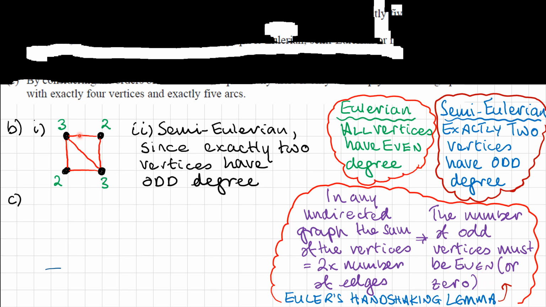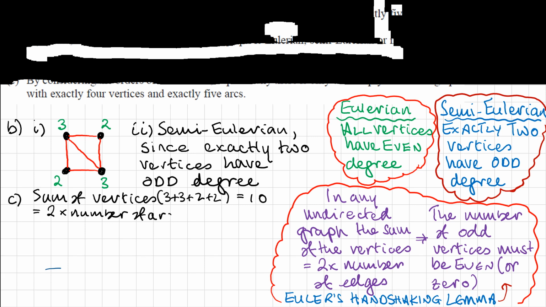So from my simply connected graph here, I can work out the sum of the degrees of the vertices, and that's just going to be 3 plus 3 plus 2 plus 2, which is 10. And this is equal to 2 times the number of edges or arcs, and the number of arcs we've got here is 5.